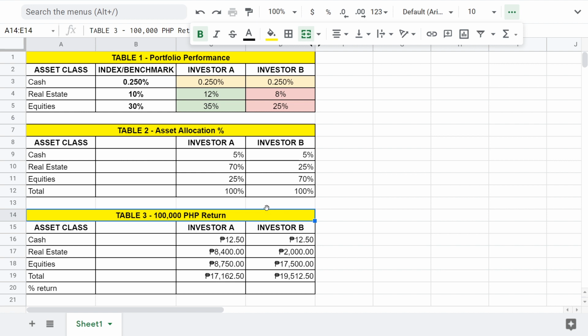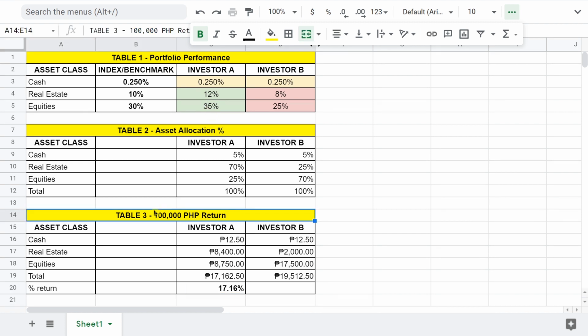So for investor A, he allocated 5% on cash and earned 0.250%, so he got 12 pesos and 50 cents. He allocated 70% on real estate and earned 12% and got 8,400 pesos, and 25% on equities and earned 35% and got 8,750 pesos. The total is 17,162 pesos and 50 cents, or 17.16% for investor A. Please take note that investor A has beaten the index for most asset classes in table 1.